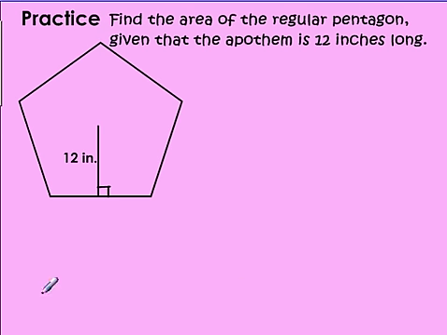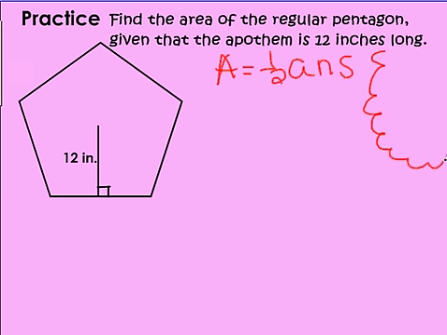Let's try an example. So here it's asking us to find the area of the regular pentagon, given that the apothem is 12 inches long. So our formula is 1/2 a n s. Use this formula when you're given a setup like this, when you're given the apothem, because you will need to find some other measures. And it's easier to keep track of if you have it as the 1/2 a n s. Our apothem is given, and that's 12. The number of sides is 5 because this is a pentagon, which means we need to find our side length.